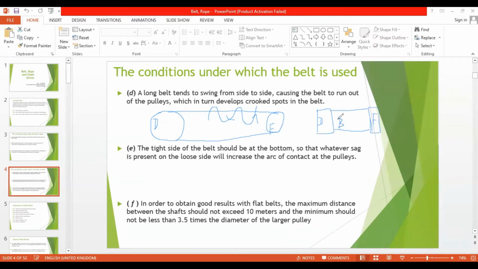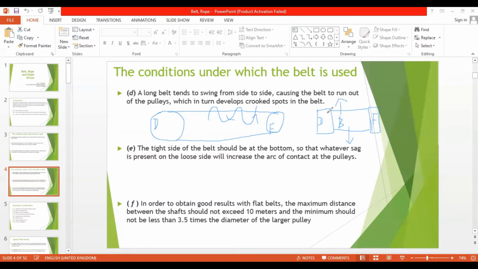If it starts swinging sidewise this way and that way, what will happen? Sometimes the belt may go out of the pulley, which may lead to the failure of the power transmission. So it causes the belt to run out of the pulleys, which in turn develops crooked spots on the belt.